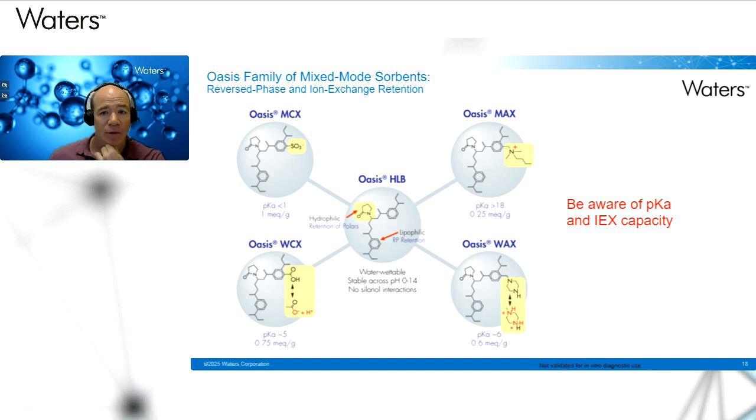One thing to be very aware of when doing ion exchanges is the pKa of both the ion exchanger and the analyte, as well as the ion exchange capacity. Often if you're using, say, a urine sample that's highly buffered, you may need to use a larger mass of salt sorbent to prevent that from being overwhelmed.